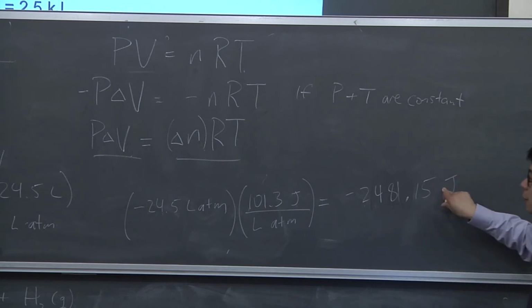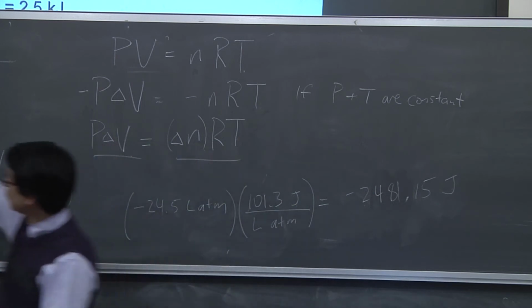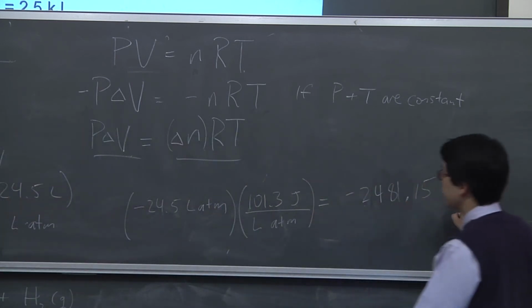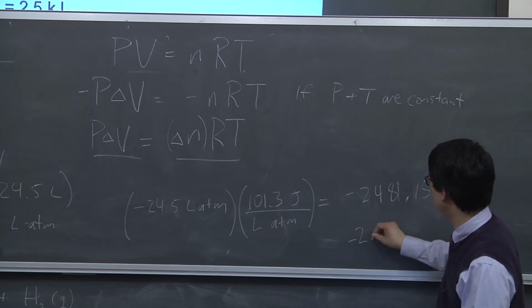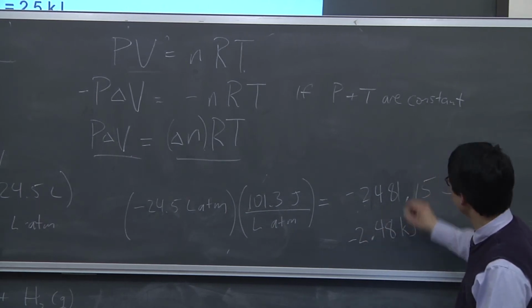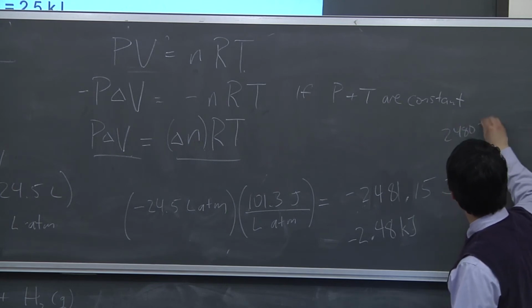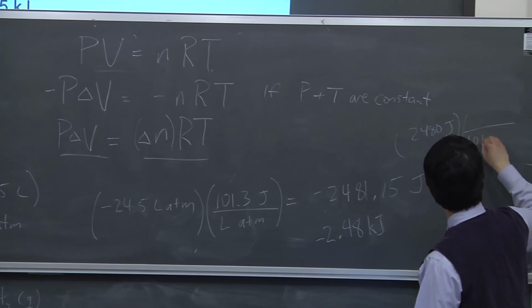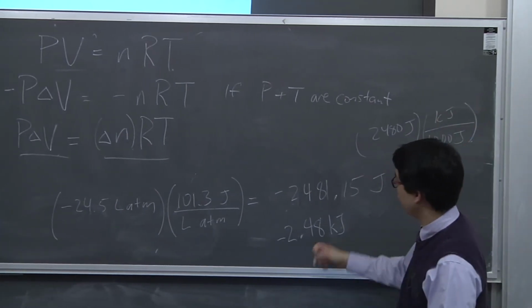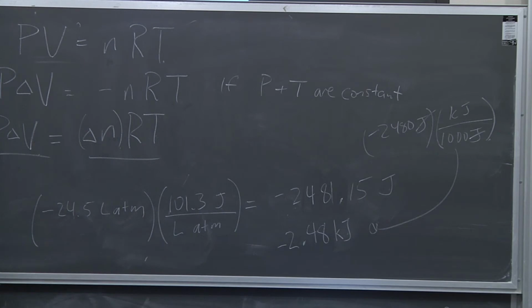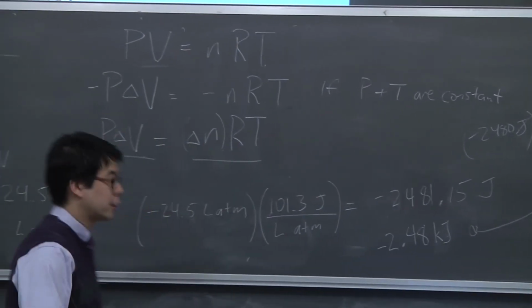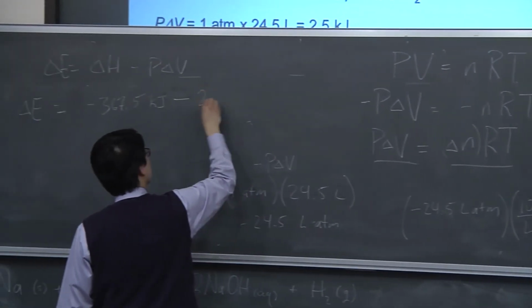This is in joules. We're still not totally happy, right? Because we want to get to kilojoules. So if we convert from joules to kilojoules, and this is going to have three significant figures, it's going to be negative 2.48 kilojoules, right? So we say 2480 joules, divided by 1,000 joules per kilojoule. We're going to get negative 2.48 kilojoules. So it's going to be negative 367.5 minus 24.5 liters atmospheres, which is actually negative 2.48 kilojoules.